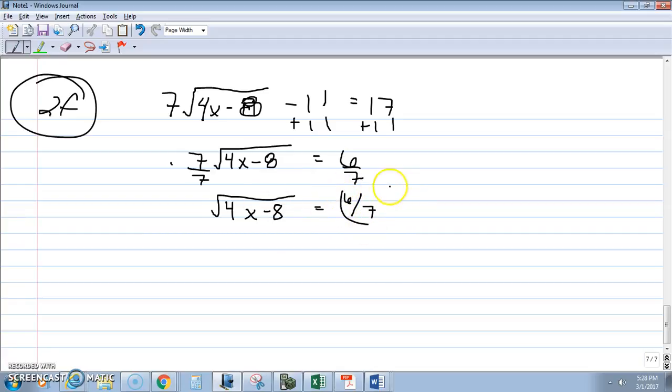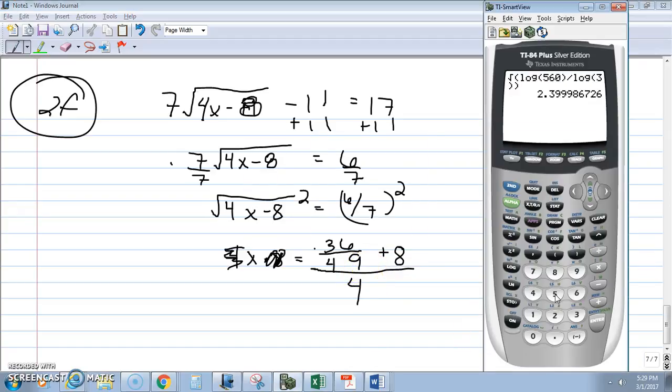And I've got to square both sides. And that gets rid of my square root. So now I have 4x minus 8 equals 6 over 7 squared, which is going to be the same as 36 over 49. And add 8. So 36 over 49 plus 8, this whole thing divided by 4. So x equals this. I guess there's nothing wrong with leaving it like this.